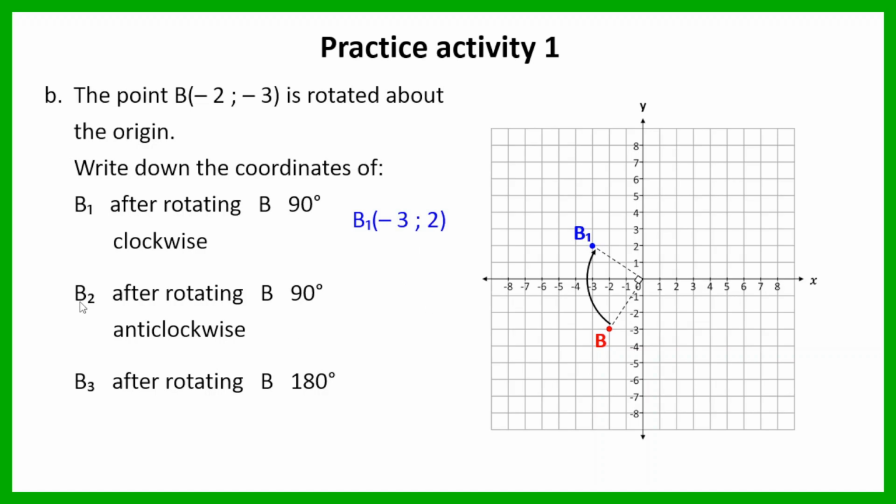Okay, then to find B2, you had to rotate it 90 degrees anti-clockwise. So that's going to go in this direction, 90 degrees, and that's going to end up over here, giving us a point 3, -2. So B2 has the coordinates 3, -2, and then the last one, we're rotating 180 degrees. So if we rotate 180 degrees, this direction or this direction will end up with a point over here, which has the coordinates 2, 3. So B3 has the coordinates 2, 3. That you should have got for that activity.